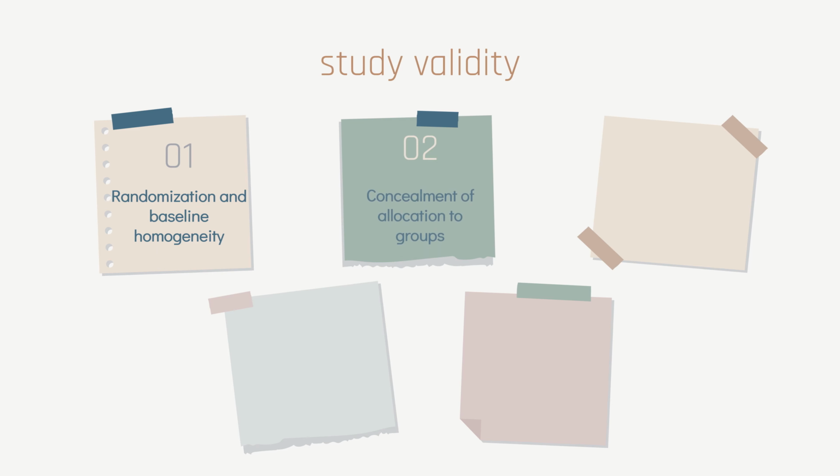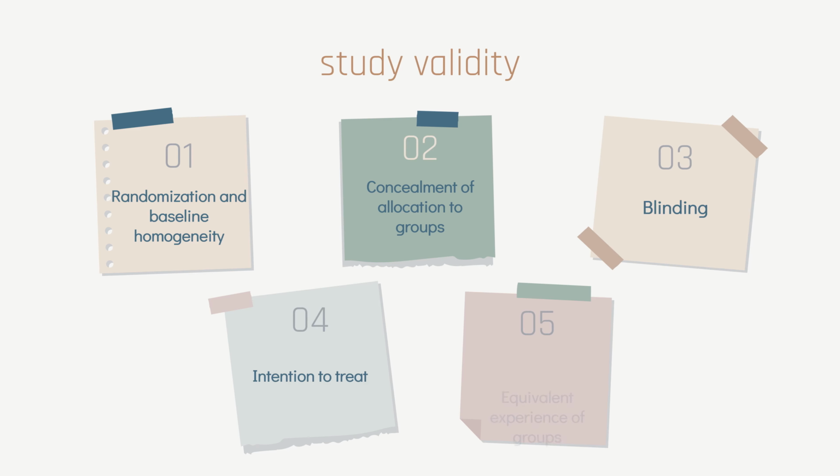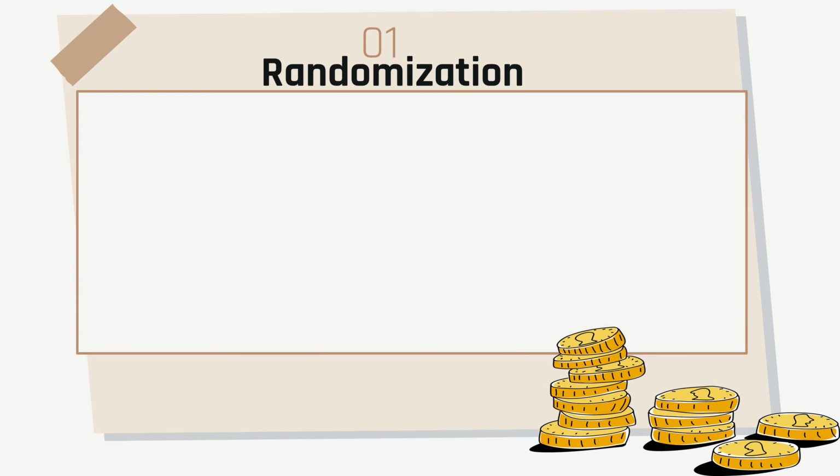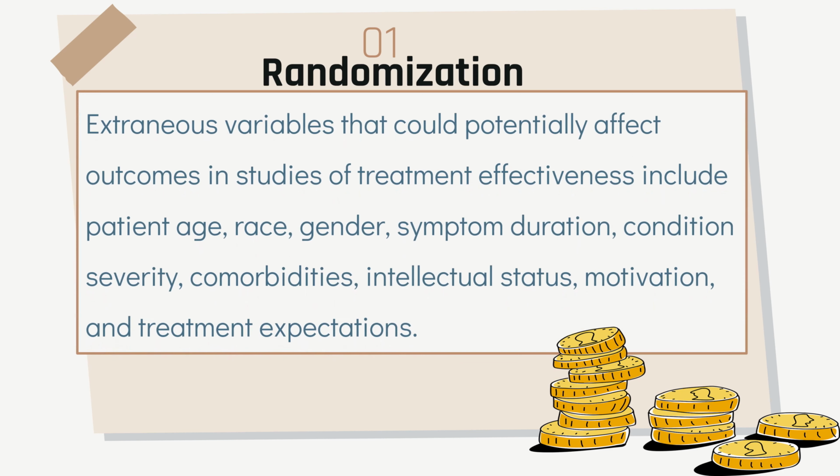Study practices include randomization and baseline homogeneity, concealment of allocation to groups, blinding, intention to treat, and finally equivalent experience of groups. The first question we need to ask is: were patients randomized? Randomization should theoretically ensure that each group of subjects is similar at baseline, so that no extraneous variable such as known and unknown prognostic factors competes with an intervention to explain the observed outcome.